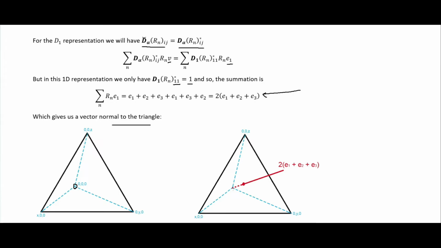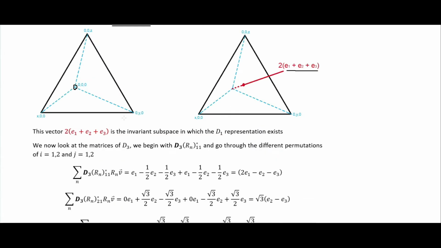And so we're saying that when we do this, we have this new vector here, which is now something that is sort of pointing out of the screen. And so we can see if we took 2 of each of these vectors that point back into the screen and added those up and multiplied it by 2, we would get something that is pointing out of the screen and normal to our triangle there. So the vector that we have in red here is the invariant subspace in which the D1 representation exists.